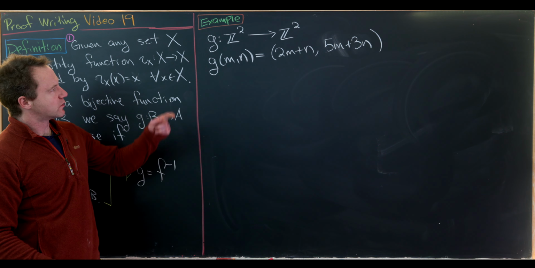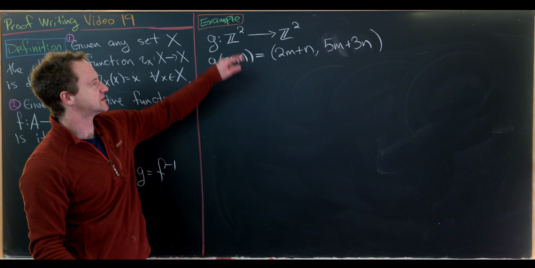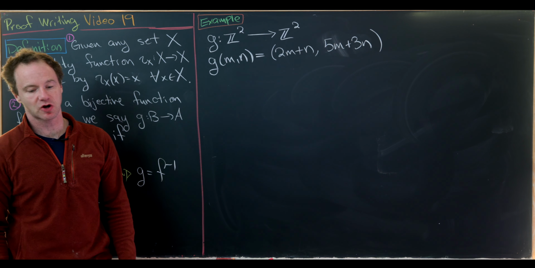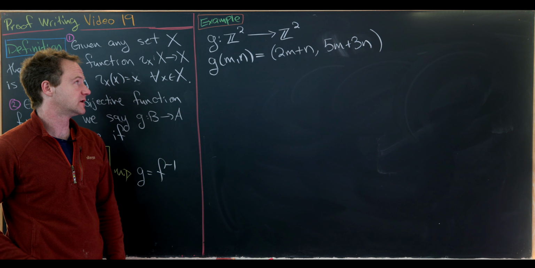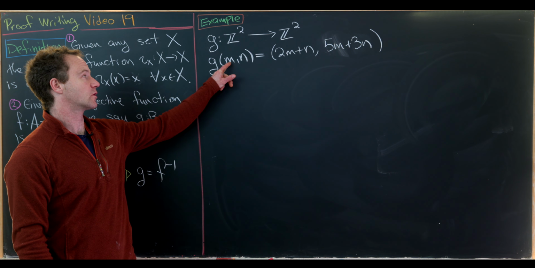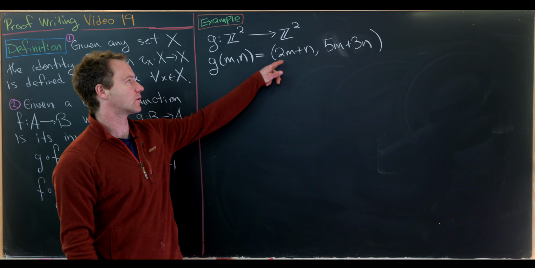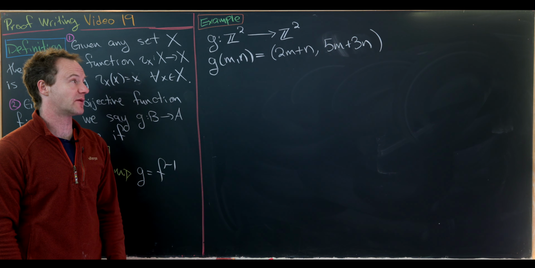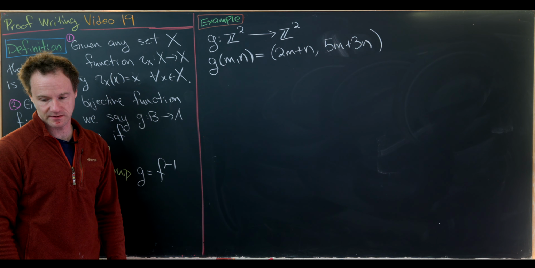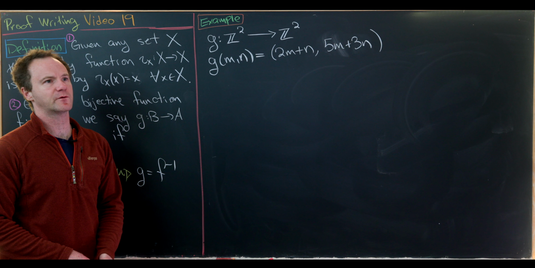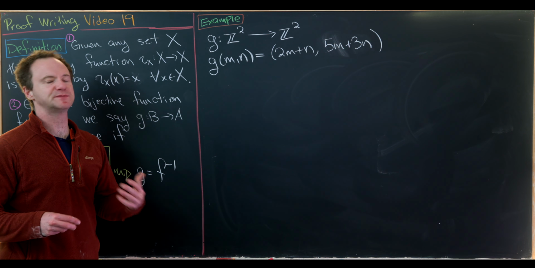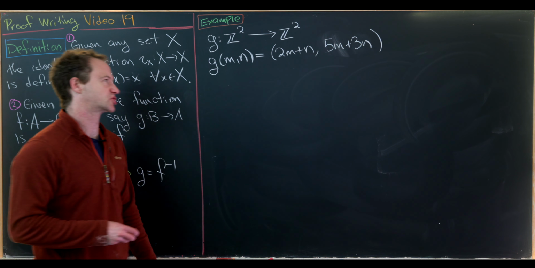For our next example, we'll take the function g from Z squared to Z squared. So that's Z cross Z to itself. And we'll say that it takes an ordered pair (m, n) to the ordered pair (2m plus n, 5m plus 3n). We could do this by brute force, but I think we're going to assume that most people have seen linear algebra and use a trick here.